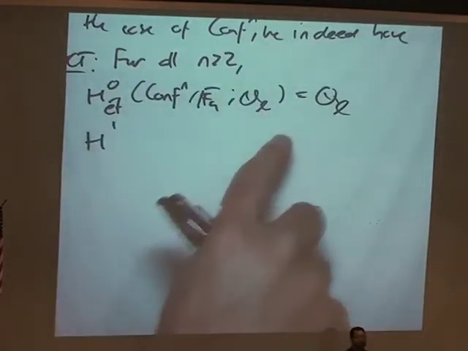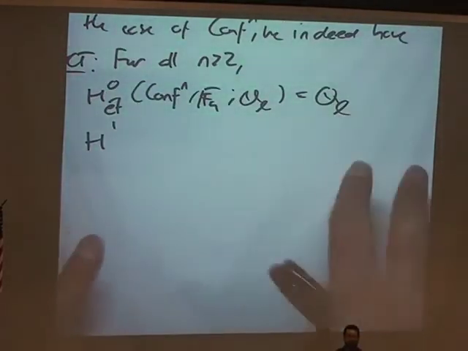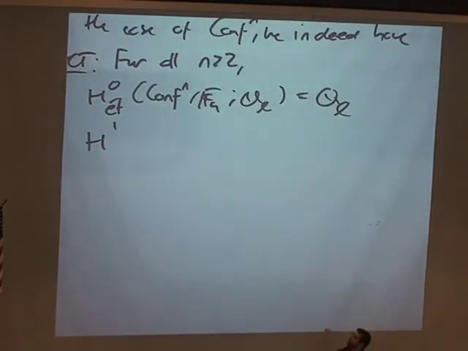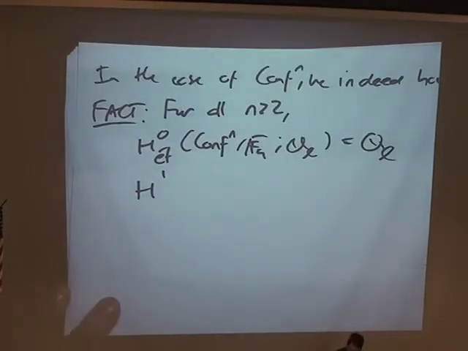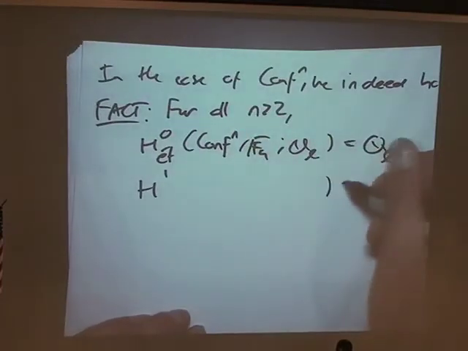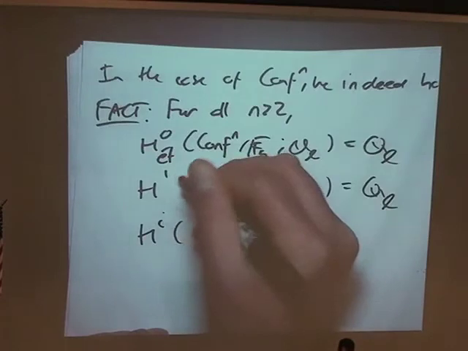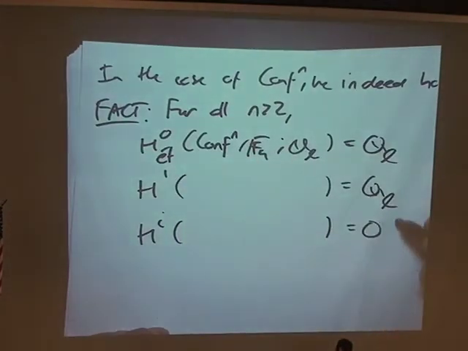H1, so I'm not going to write this same thing every time, but you should understand that that's what's after the H1. Yeah, John. Oh, is it not? Oh, this thing I'm writing is not visible. Good, okay. Equals Q_l, and the Hi equals 0 for all i bigger than 1.